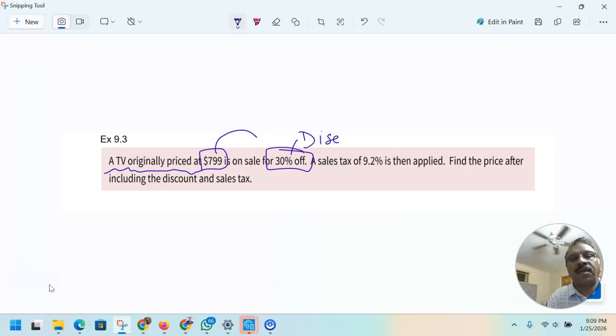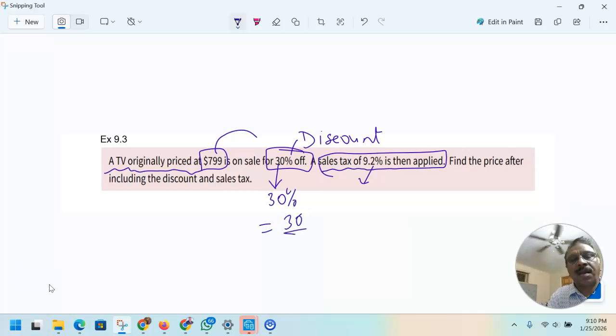So this is a discount. Whenever there's a discount, a sales tax of 9% is afterward applied. Basically, the moment you see this 30%, I just wanted to make sure you really know that 30% means 30 divided by 100, and I'm showing this so that you get that piece correct.